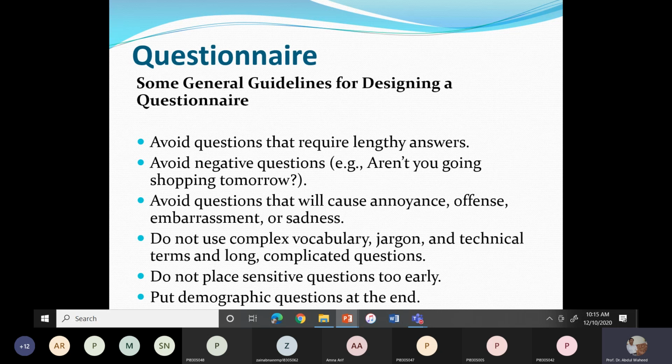And then we should not place sensitive questions too early. In the beginning, we should not ask personal questions or sensitive questions. Maybe that person will not be ready to answer such questions, and then they will quit in the beginning. So it is better to get answers to other questions, and at the end ask such sensitive or personal questions. Then they will be used to it, and they will understand the purpose of the research, and maybe they will answer the question. And we also put the demographic questions at the end.